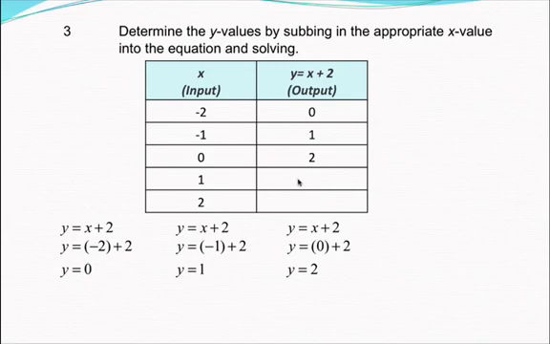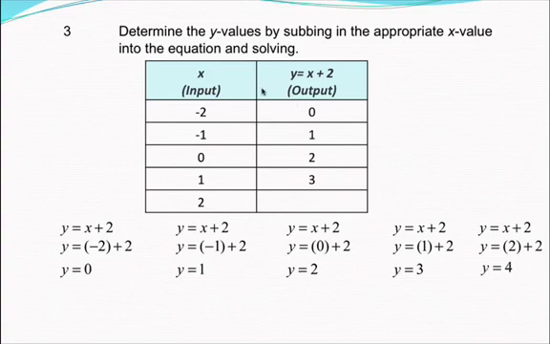Next, 1 is our input. And so 1 increased by 2, our output is our input plus 2. So 1 plus 2 is 3. And we put that into our table of values. And once again, 2 plus 2, our output is equal to our input plus 2. So our output in this case is 4.